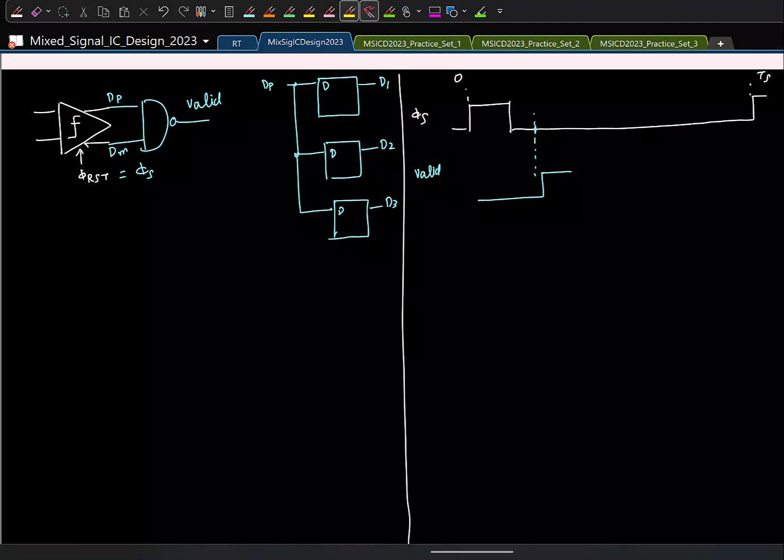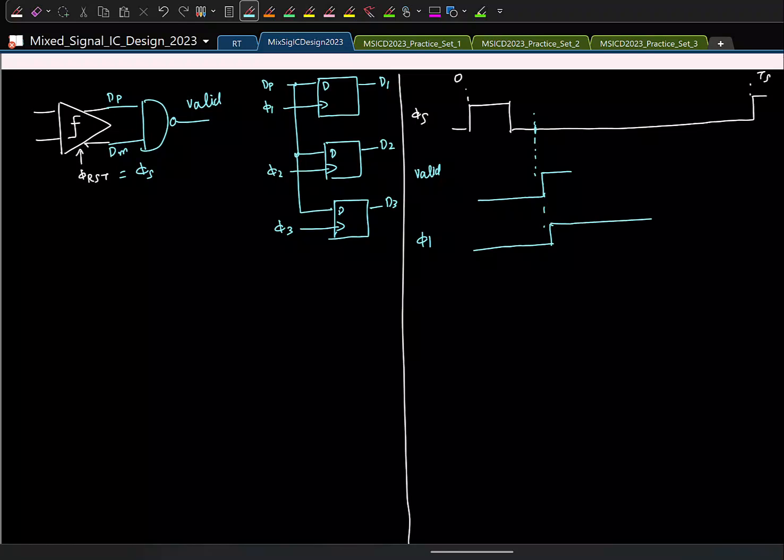Now, how will I differentiate which is D1, D2, D3? I have 3 different D flip-flops. The D input to all the 3 flip-flops is the same. I should somehow give different clocks to these, right? So let's say I have clock phi 1 to this. This phi 1 clock should go high once the first comparison is done, right? The first comparison is done when the valid goes high for the first time. So we have to generate a clock, let us say phi 1, which goes high just after valid goes high.